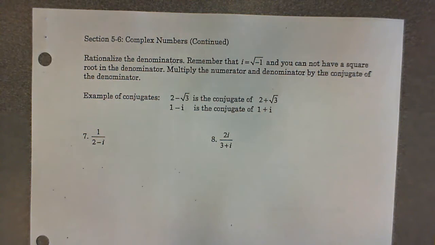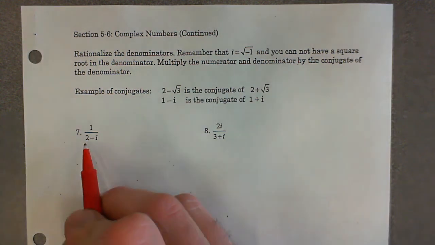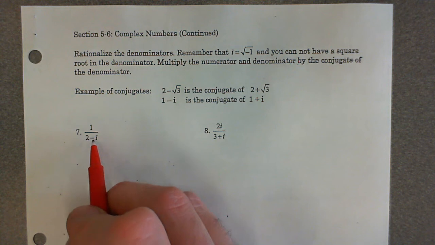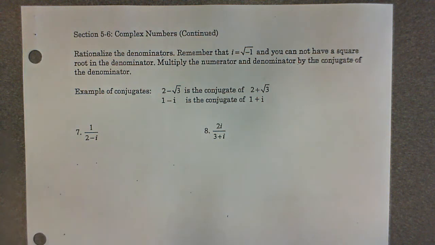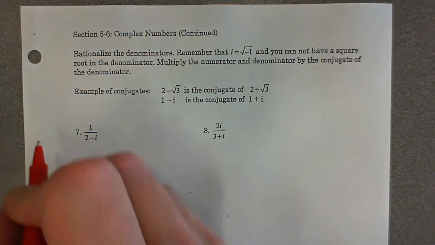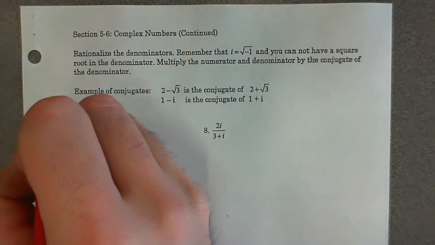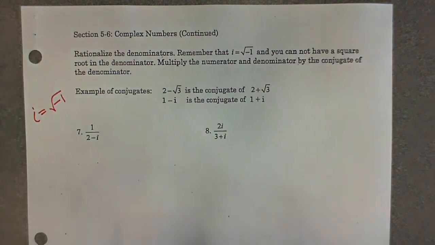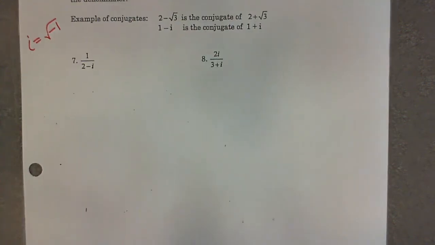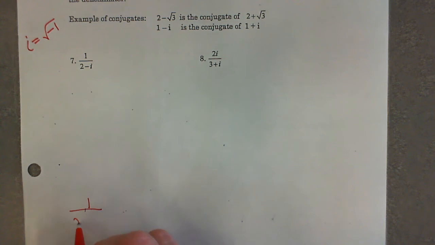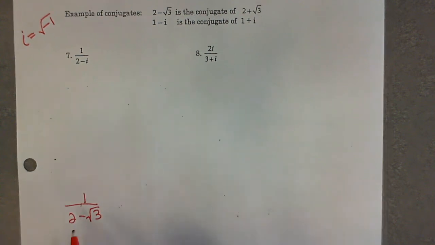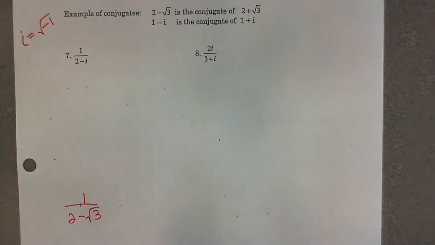Okay, this is the last topic for complex numbers. In lesson 5-6 here, we have a number minus i in the denominator. Remember, i is equal to the square root of -1. So this would be the equivalent of an old problem that we did, like 1 over 2 minus square root of 3. Well, how did we get rid of the square root of 3 in the denominator here?